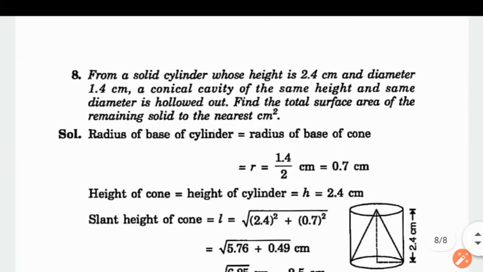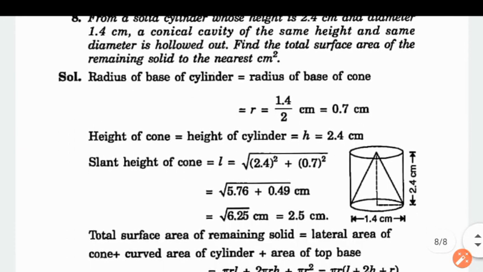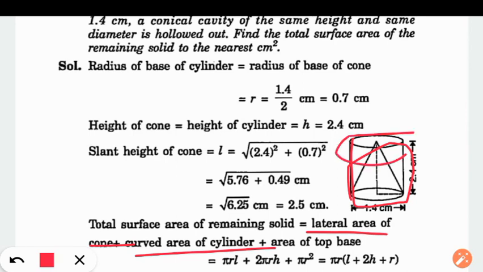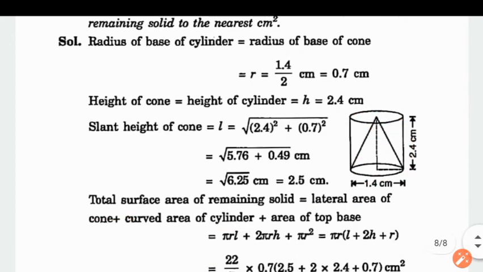What are we required to find? We are required to find the total surface area of the remaining solid, to the nearest centimeter square. So to find the total surface area of the remaining solid, what will we do? First we will find the lateral surface area of the cylinder, plus the lateral surface area of the cone, and this one also, the area of the top base.